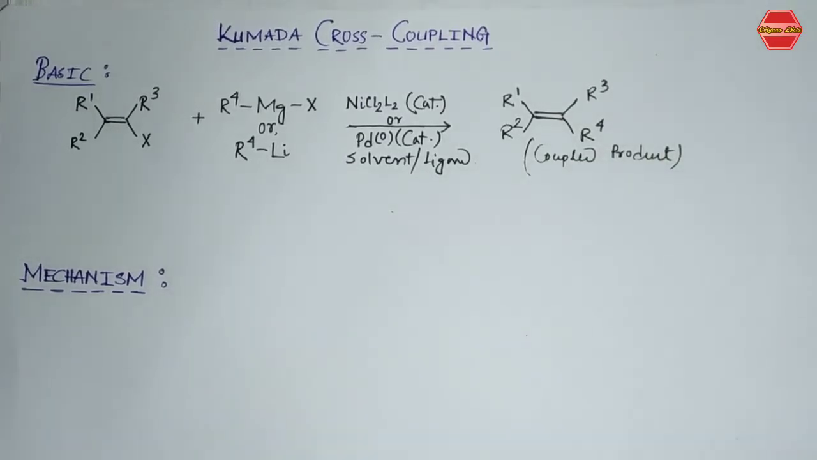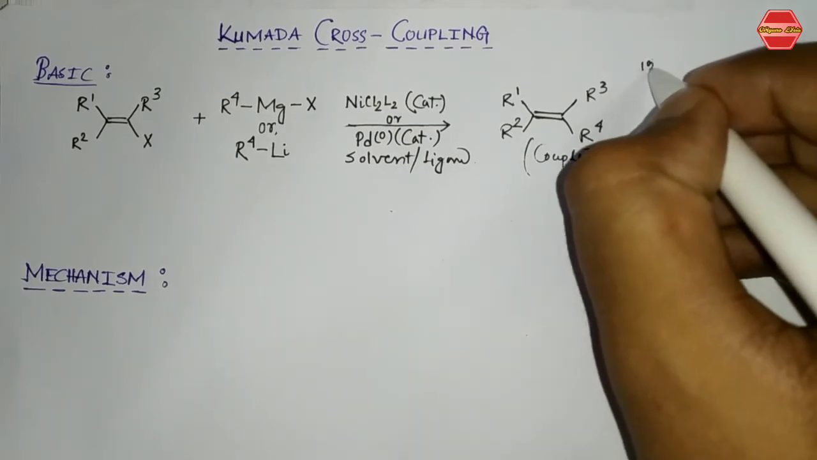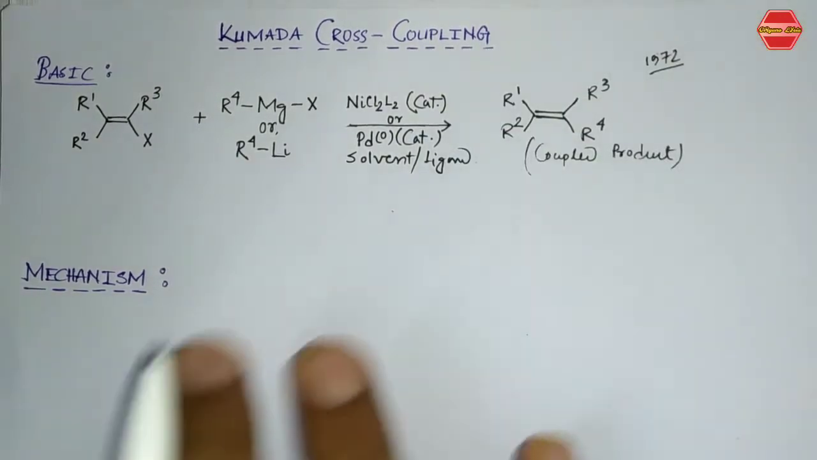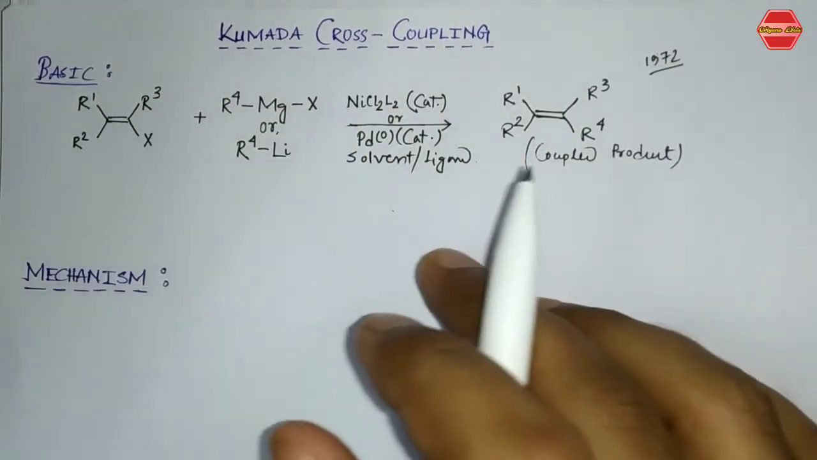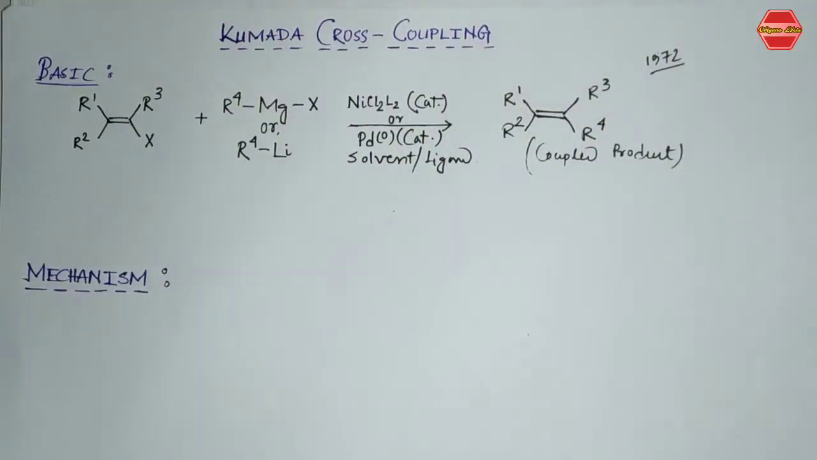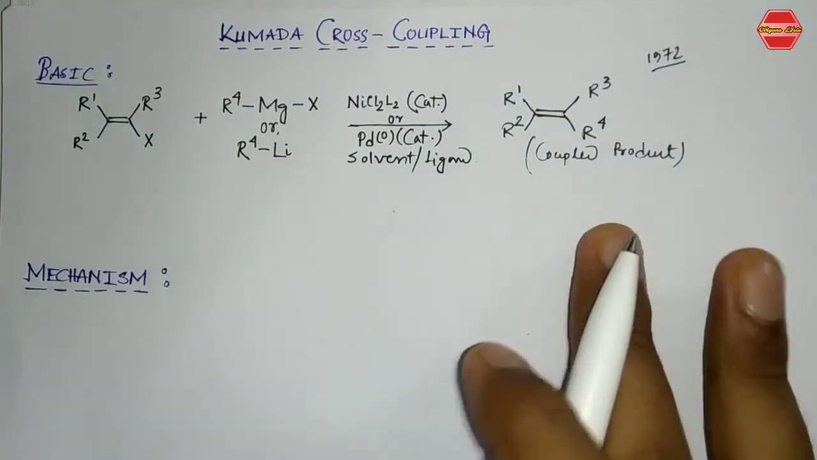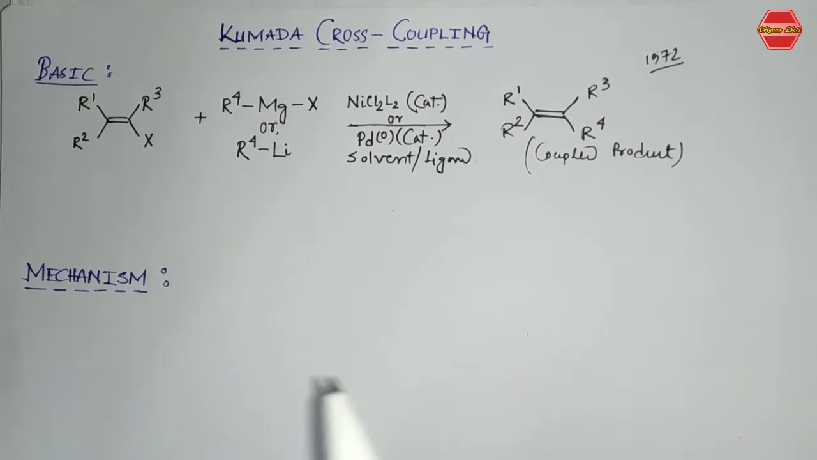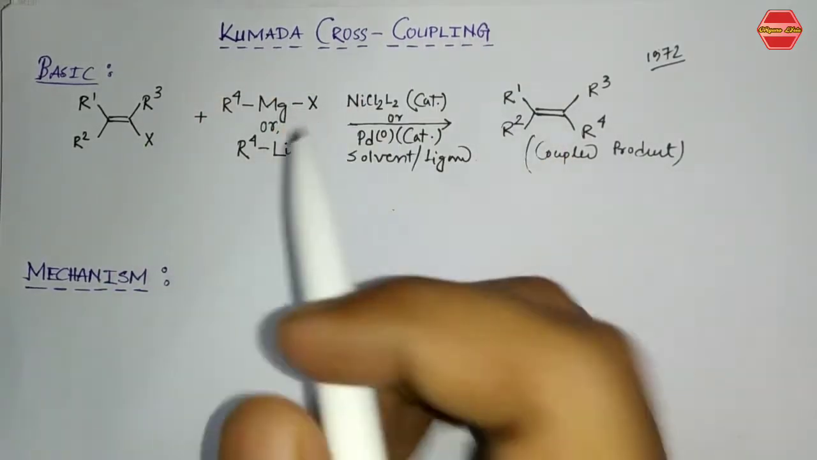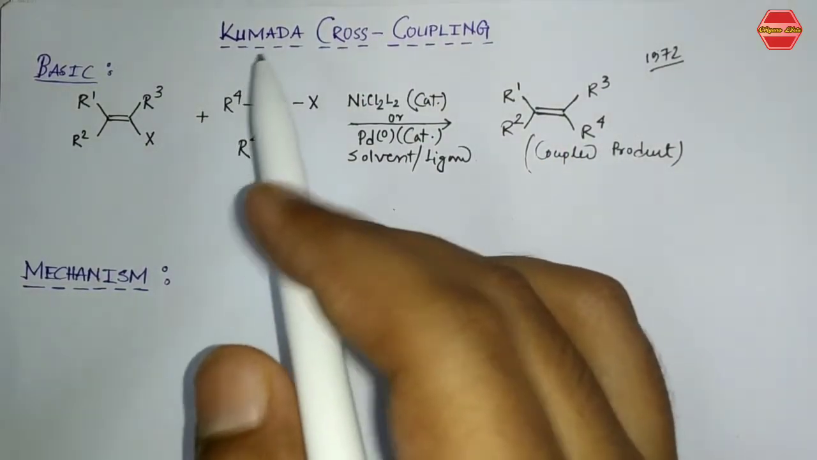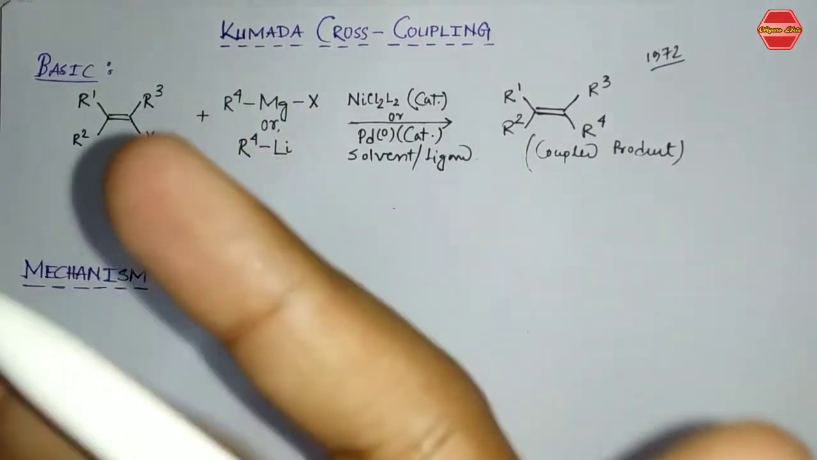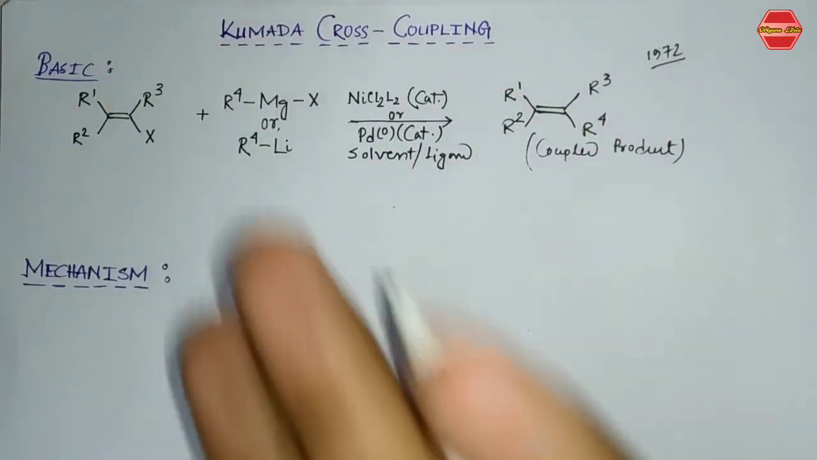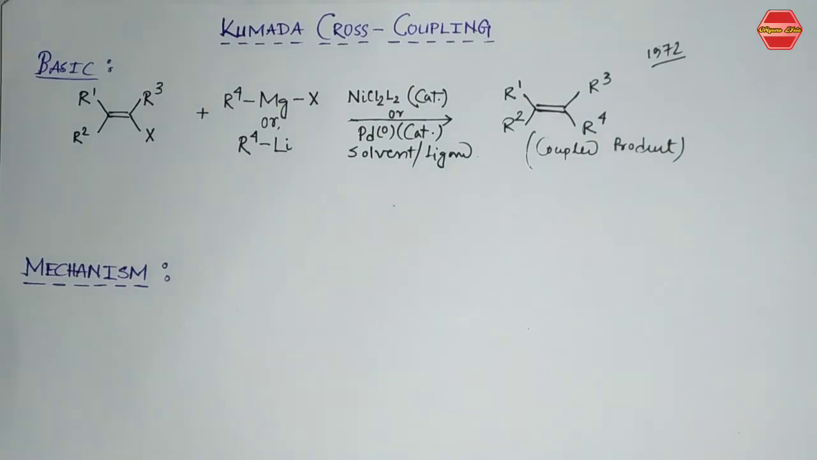In the year 1972, two scientists, Kumada and Corriu, first independently discovered this cross-coupling reaction. This is quite similar to other reactions, but the reagents are different. In Kumada coupling, they are using organomagnesium or organolithium based compounds, right?